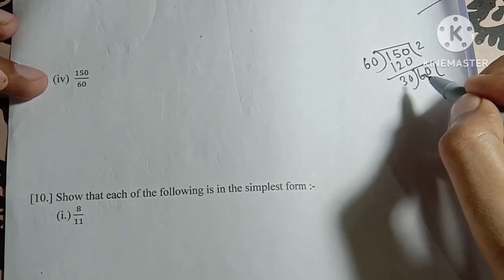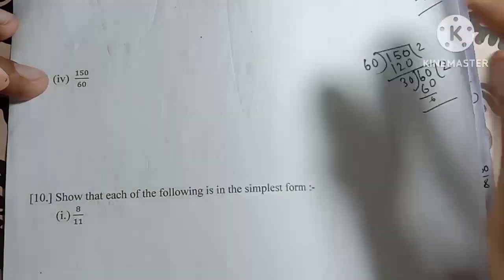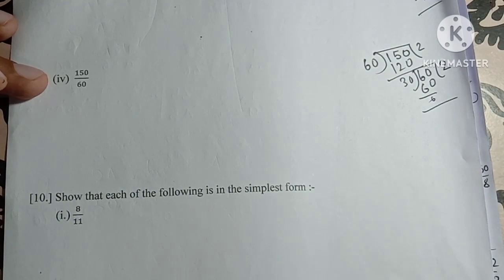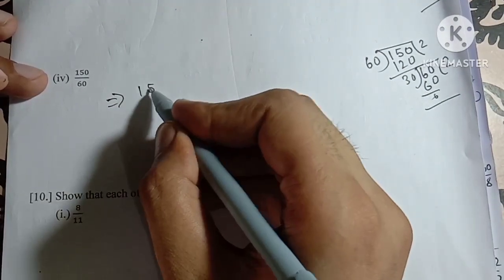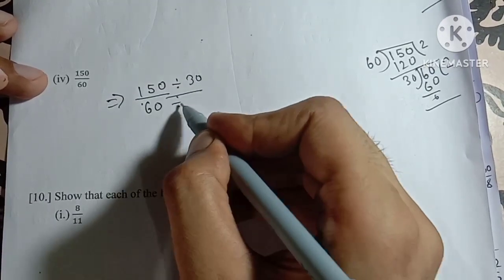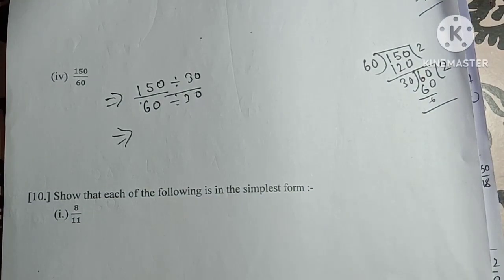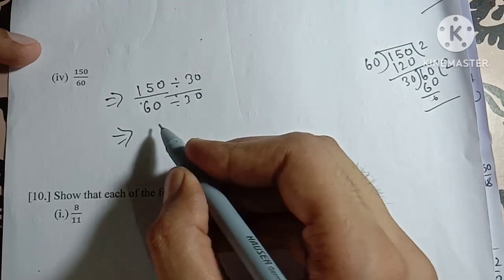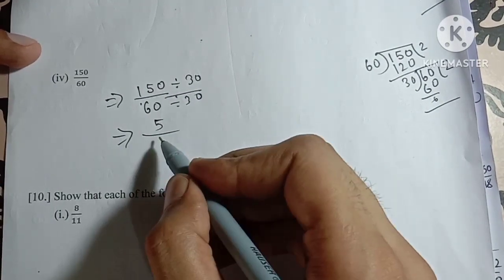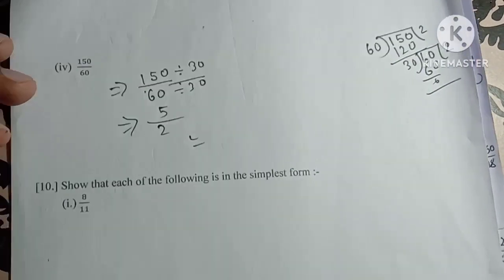Now we will divide it by 30. You can clearly see that 30 times 2 is 60, so it has completely divided. So the HCF of 150 and 60 is 30. So we will divide both the numerator and denominator by 30. On doing so, when you divide 150 by 30, it divides completely 5 times, that is 30 times 5 is 150. So we will get 5 here and we will get 2 here. So the simplest form of this fraction 150 upon 60 is 5 upon 2.